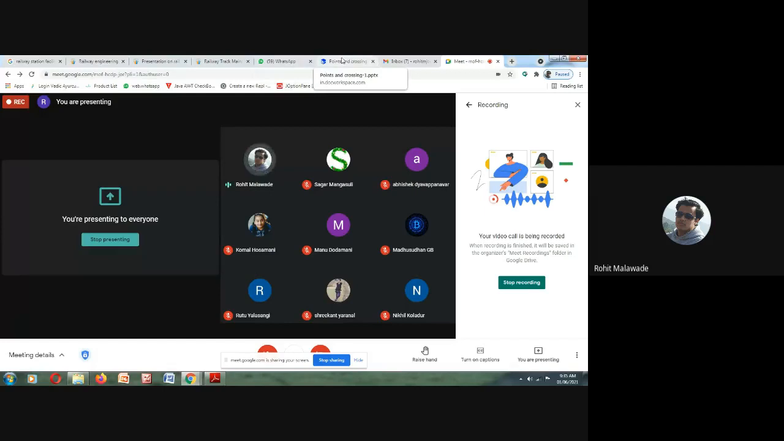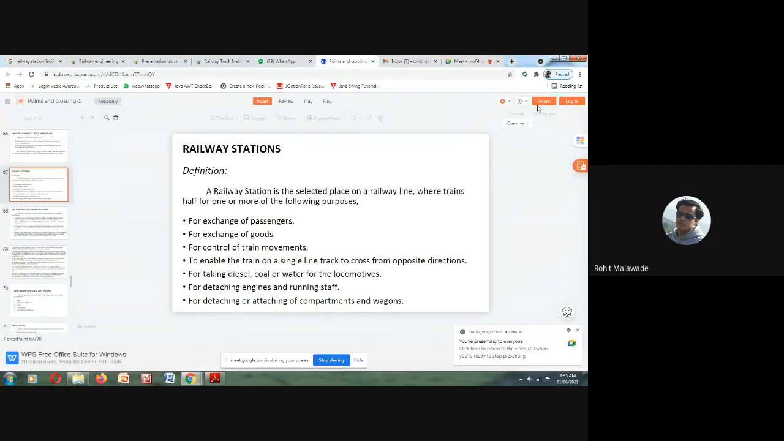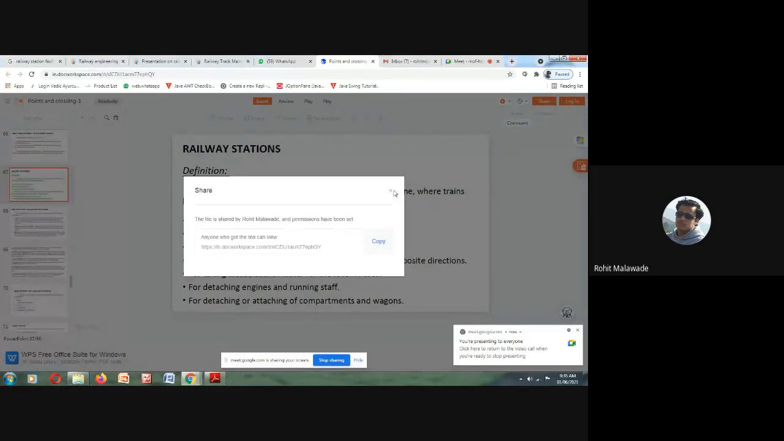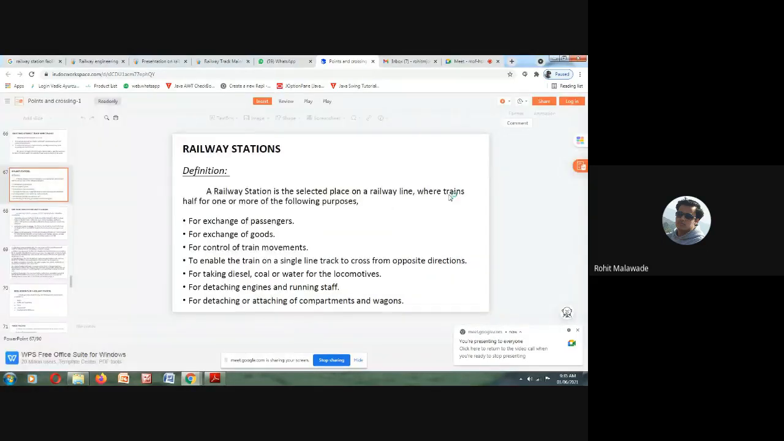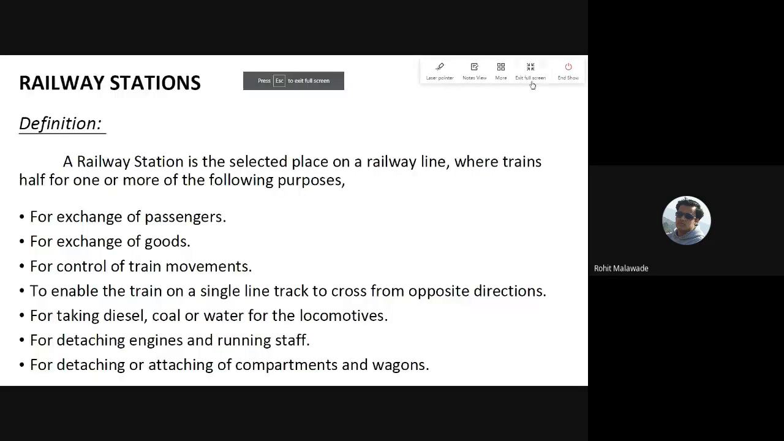In the past class, we discussed your track maintenance. Okay. So in today's class, we will be discussing what a railway station is and what kind of amenities we need to provide at the railway stations.